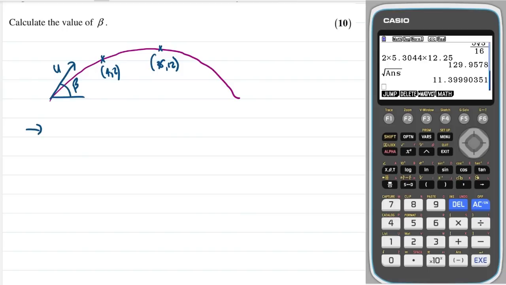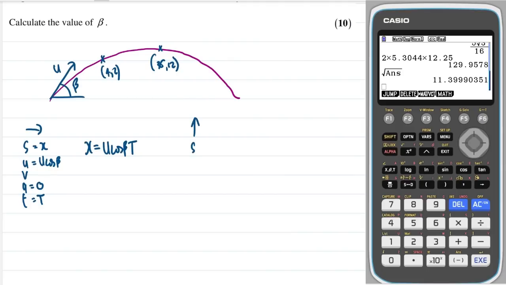So for the horizontal, at any given time, we have S, U, V, A, and T. A is 0. U, in this case, is U cosine of beta. And this is for any given time t. So the position, let's call it the x-coordinate, will be equal to ut plus a half at squared. So that's u cosine beta times by t. And then no need for the half at squared because a is 0.